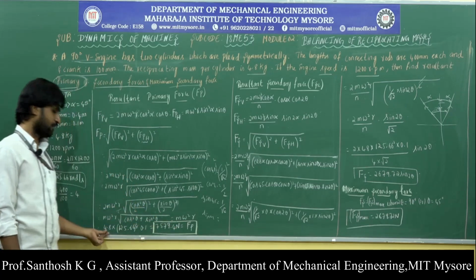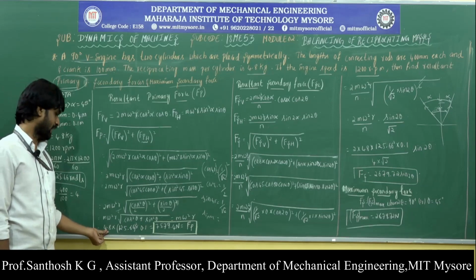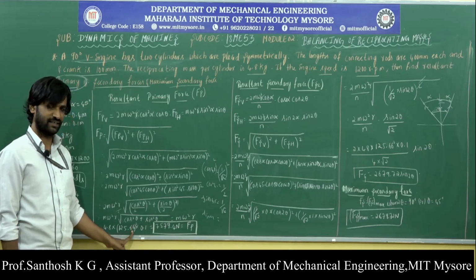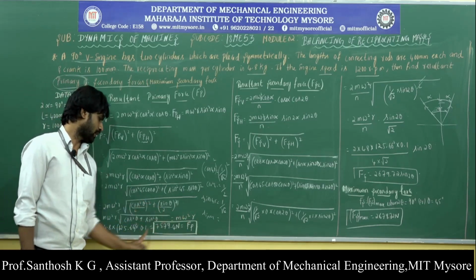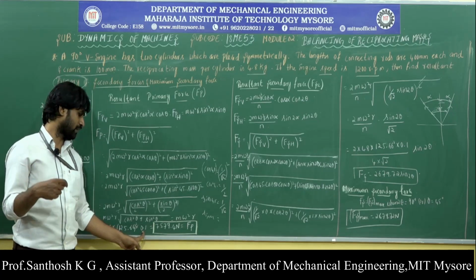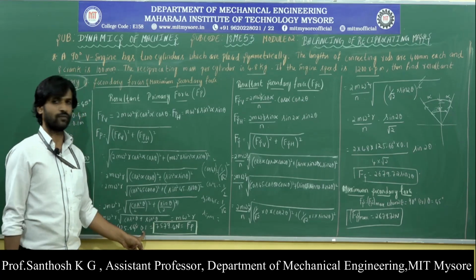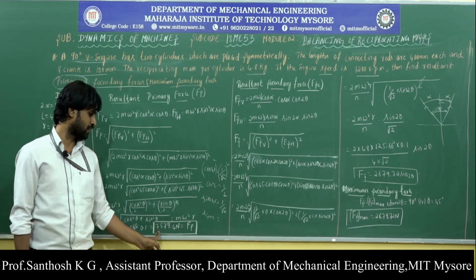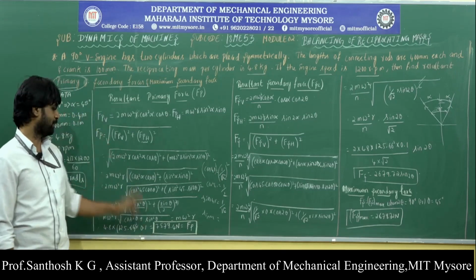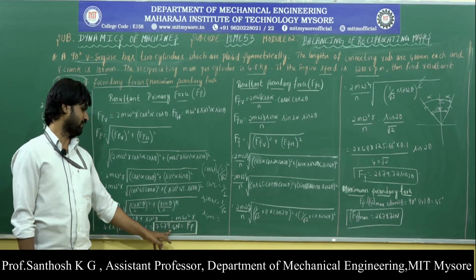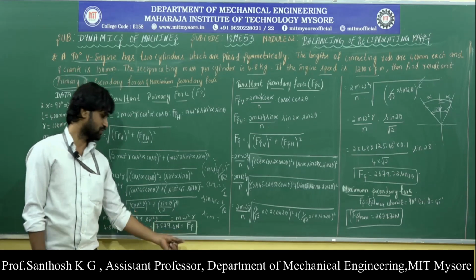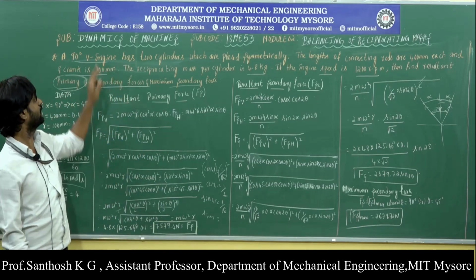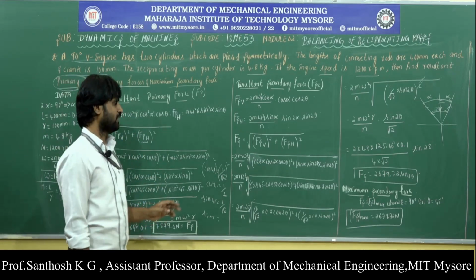So, in the problem they have given the value of m as 4.8 kgs and the omega is given as 125.66 whole square into the radius, which is 100. When I convert the radius into meters, it will be 0.1. When you simplify this, you will get the value of Fp as 79.4 Newton. So, this is the total resultant primary force that will be acting on a given 90-degree V engine.